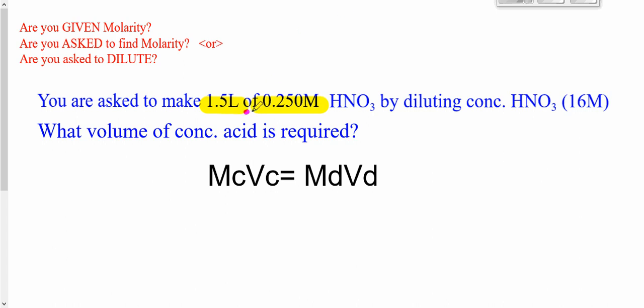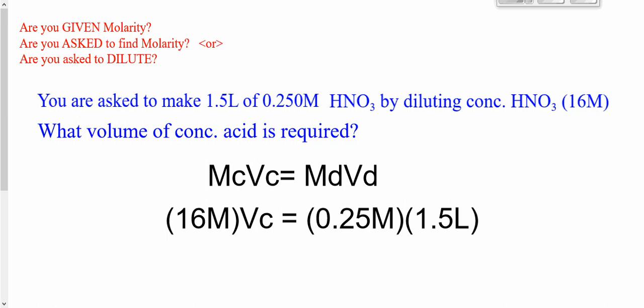Again, the word of is a linking word. It means both of these go together. The other number that I was given is 16 molar. I have two different molarities. The bigger of the two is always the concentrated one. So 16 molar is the molarity of my concentrate. 0.25 molar, being a much smaller number, would be the molarity of my diluted. Because the word of links these together, the 1.5 liters is the volume of the diluted.